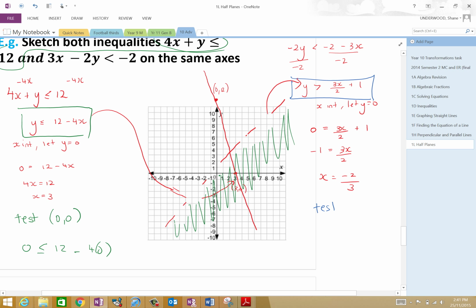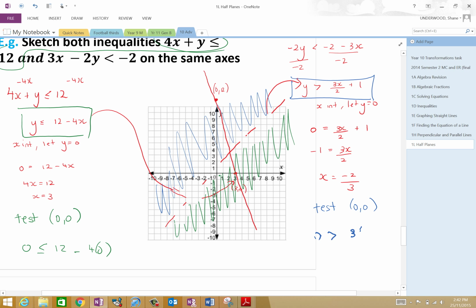We could test the origin again because it's a nice, easy 0, 0. Let's test that out. Let's substitute. When y equals 0, is that greater than 3 times 0? Is 0 greater than 1? No. So therefore the origin is non-inclusive, and if the origin is non-inclusive, then we are above the line.